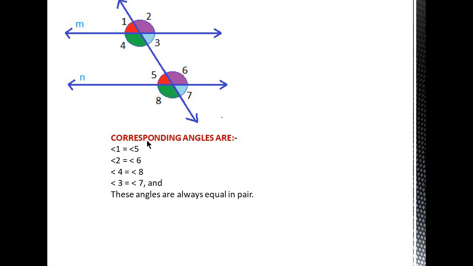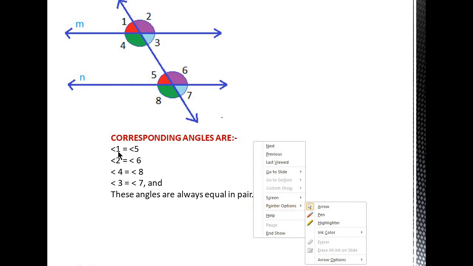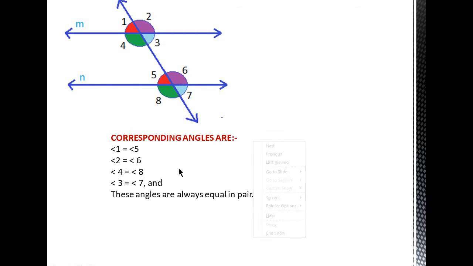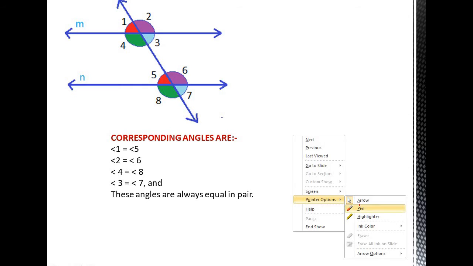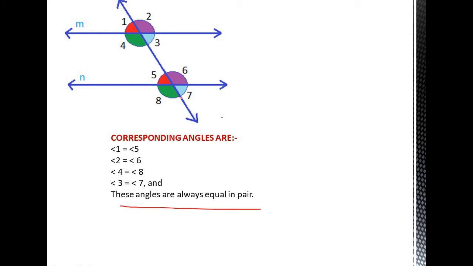In this figure, the corresponding angles are given. Angle 1 is equal to angle 5, these are corresponding angles. Angle 2 is equal to angle 6. Then angle 3 is equal to angle 7. They are always equal in pairs, as written there. They come in pairs and they are equal. This is called corresponding angles.